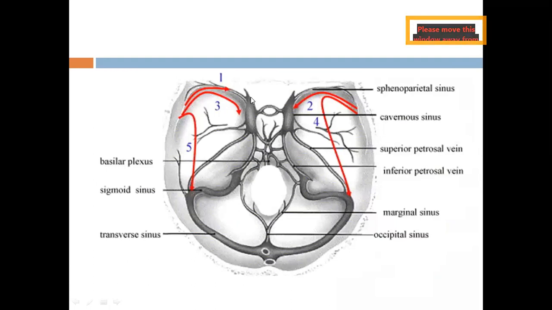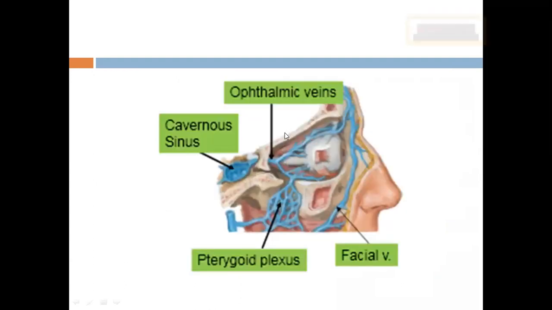Okay, so these are the right and left cavernous sinuses. You can see how the venous blood is coming and entering into the cavernous sinus. The veins are coming from the eyeball. These are the superior and inferior ophthalmic veins. You can see how these ophthalmic veins are draining their blood into the cavernous sinus.